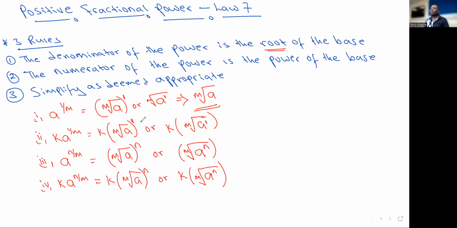So let's assume, number one, we have 9 raised to the power 1 over 2. Like I said, with the first one, it's the same thing as saying the square root of 9. So that means 2 will be outside and 9 inside, which is the same thing as the square root of 9. And that will give us what?